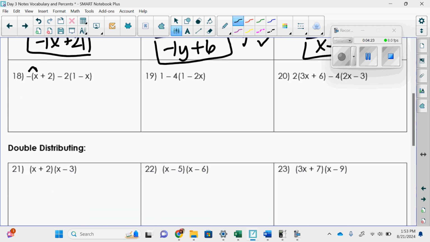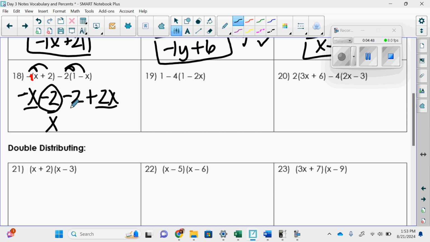18, distribute in that negative 1, because there is that invisible negative 1 there. And we get negative 1x minus 2. Now let's distribute in that negative 2. Minus 2 plus 2x, because negative 2 times negative x is positive 2x. Combine our like terms. Negative x plus 2x gives us 1x. Negative 2 plus negative 2 is negative 4.